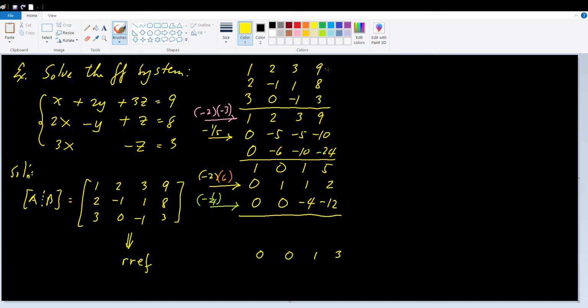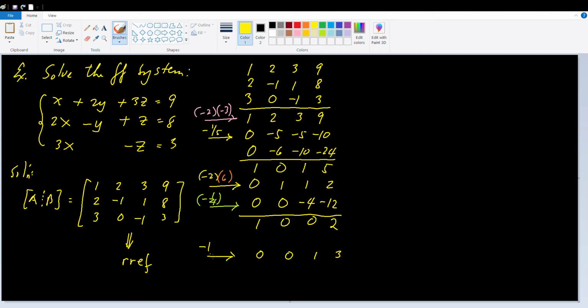Next, we need to turn these elements into zeros, right? So we shall multiply this by negative 1. Negative 1 times 0 is 0, and 1 is 1. Negative 1 times 0 is 0 and 0. Negative 1 times 1 is negative 1 plus 1 is 0. Negative 1 times 3 is negative 3 plus 5 is 2.